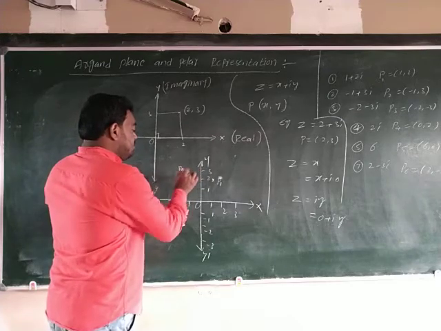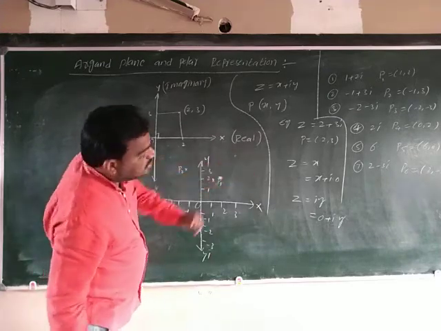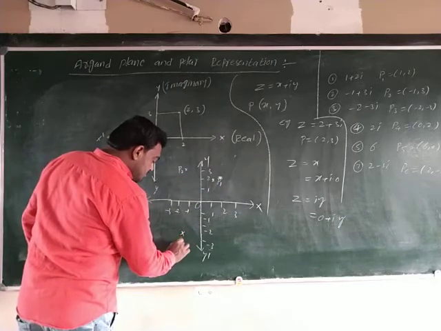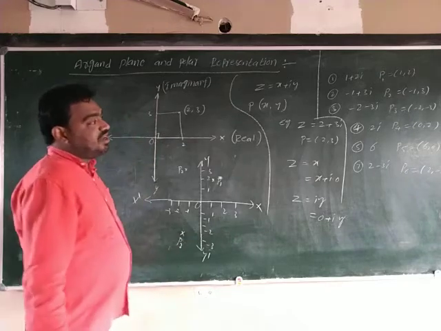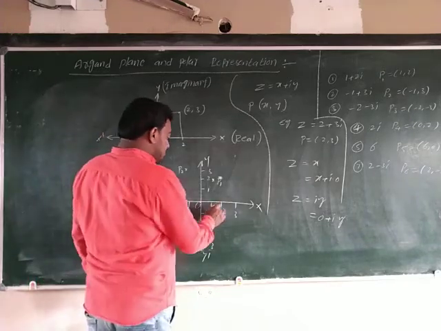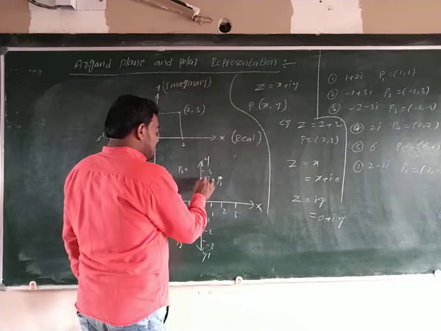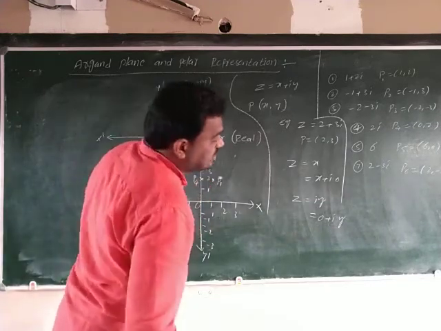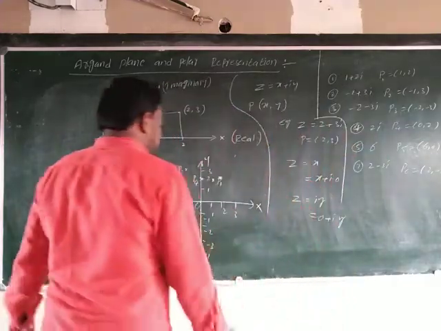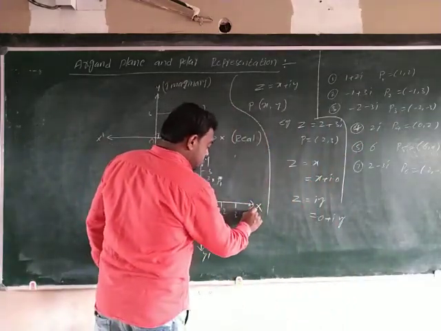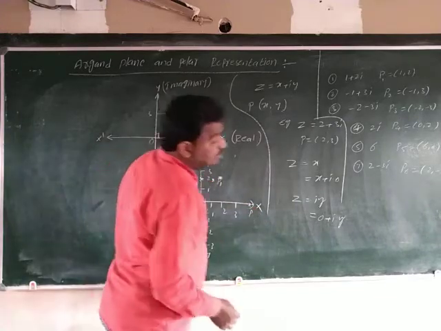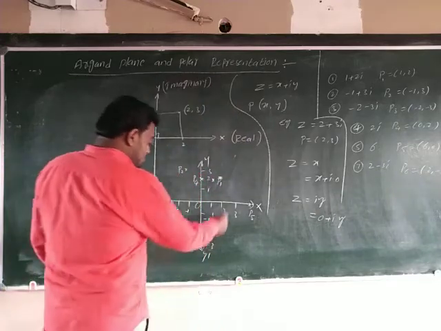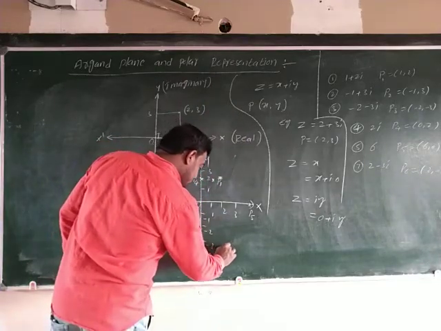Here, there is the point P. Next, P3 is (-2, -3). This is point P3. Next, P4 is (0, 2), which lies on the positive y-axis. This is P4. P5 is (6, 0), which lies on the positive x-axis. Next, (2, -3) lies in the fourth quadrant.